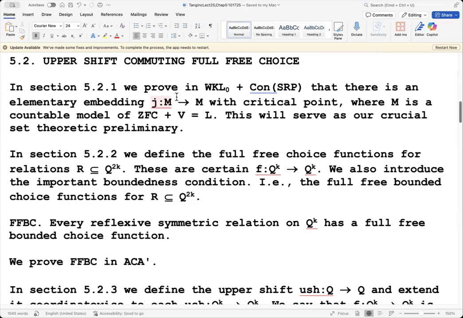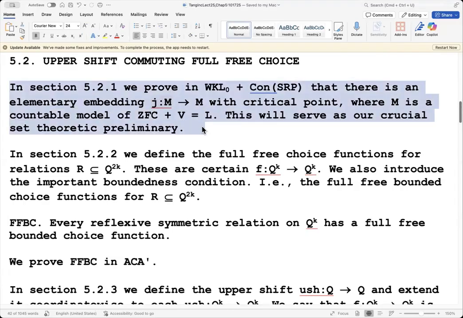So in section 5.21, we prove in WKL0 plus Con SRP that there's an elementary embedding J from M into M with a critical point, meaning there's a least point that's moved, where M is a countable model of ZFC plus V equals L. This will serve as our crucial set theoretic preliminary.